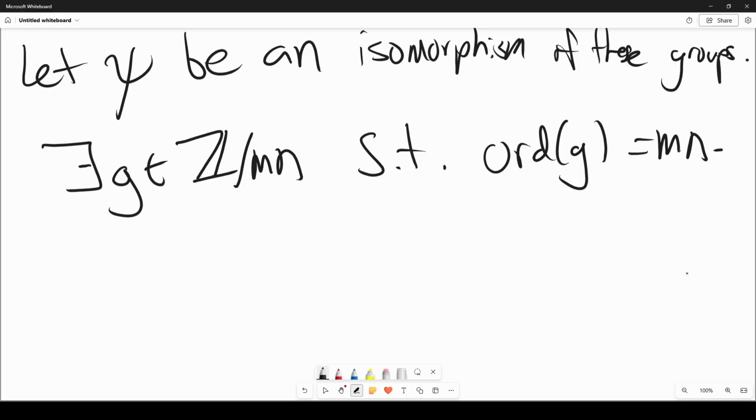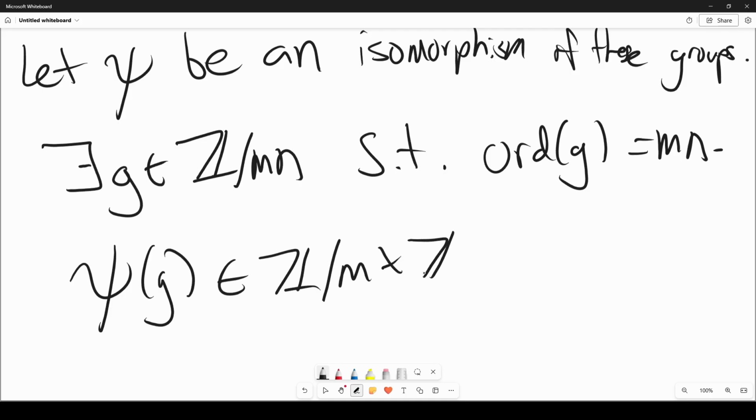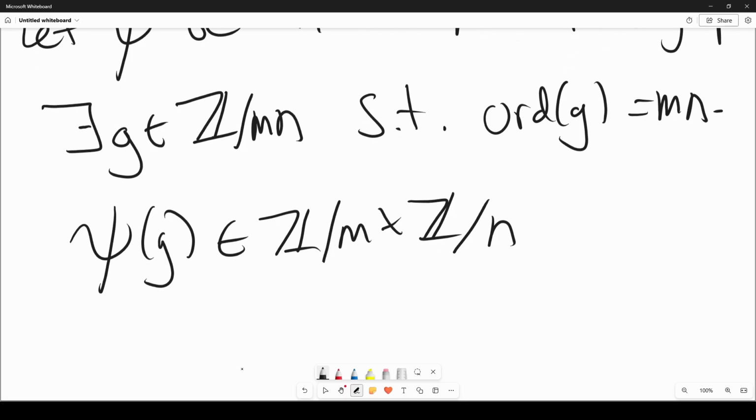So now we notice, what if I took psi of g, and so I looked at psi of g in Z mod M cross Z mod N. Note that I'm letting this isomorphism go from Z mod MN to Z mod M cross Z mod N. Of course, if you define it the other way, you could do something like psi inverse. It's easier if we think of it this way, though.